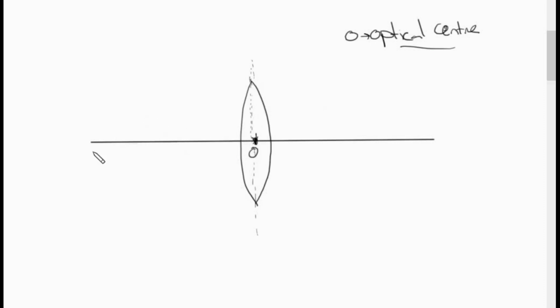All right. A line which is perpendicular to the plane of the lens and passes through the optical center is called the principal axis. So this is our principal axis. Really simple. All right. There's a couple of things you have to know.